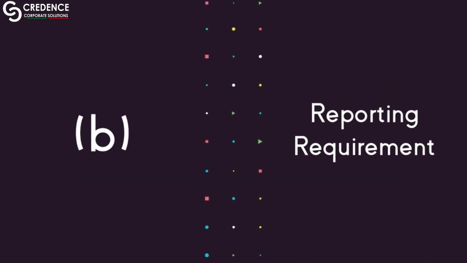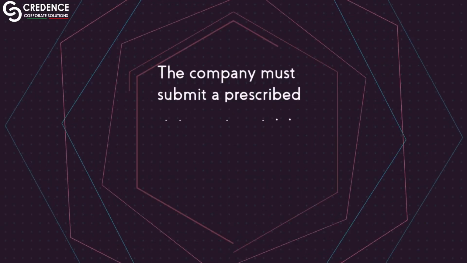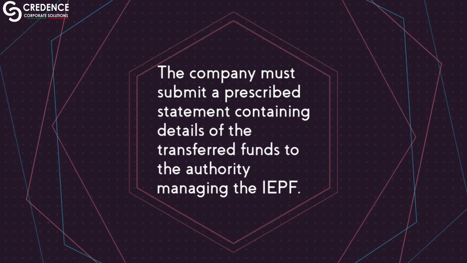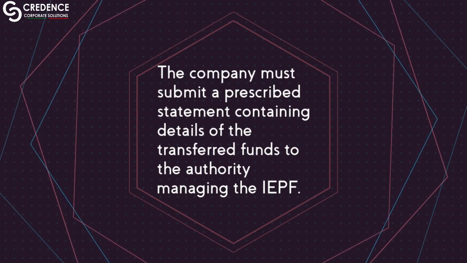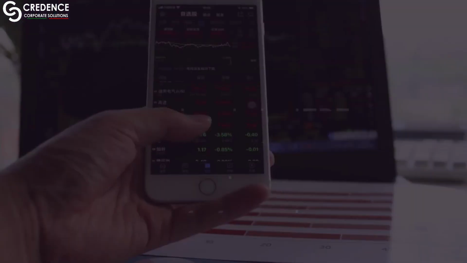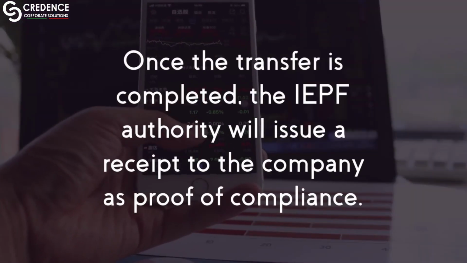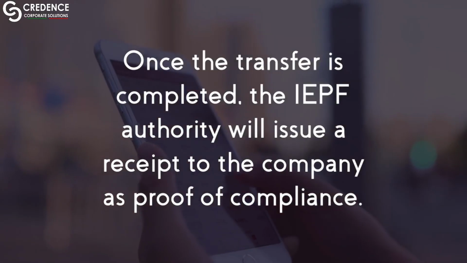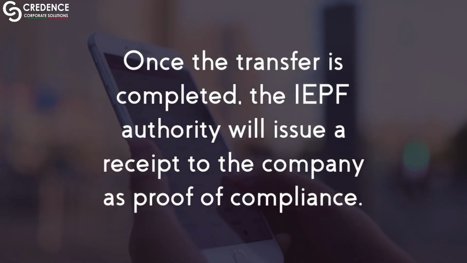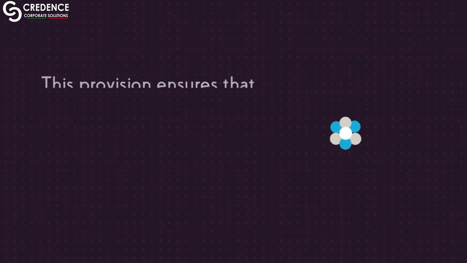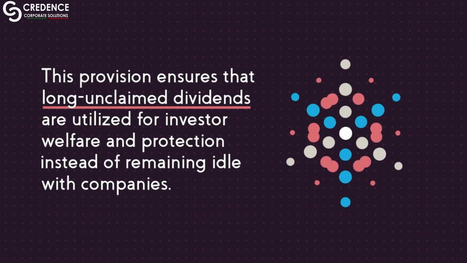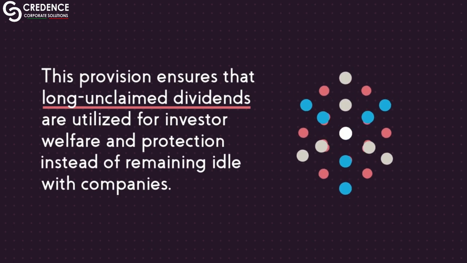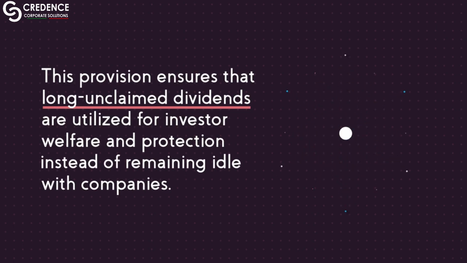B. Reporting requirement. The company must submit a prescribed statement containing details of the transferred funds to the authority managing the IEPF. Once the transfer is completed, the IEPF authority will issue a receipt to the company as proof of compliance. This provision ensures that long-unclaimed dividends are utilized for investor welfare and protection instead of remaining idle with companies.